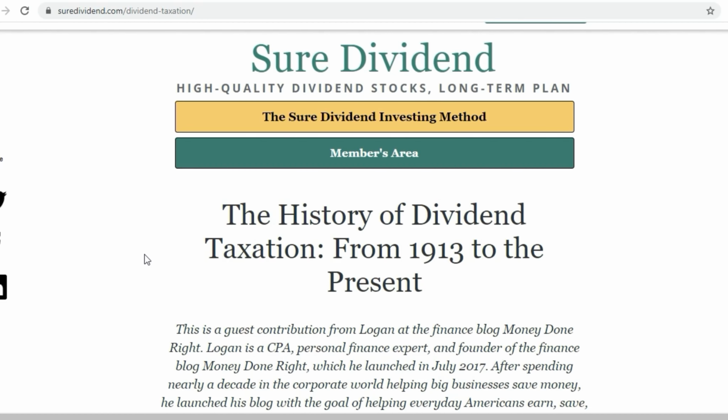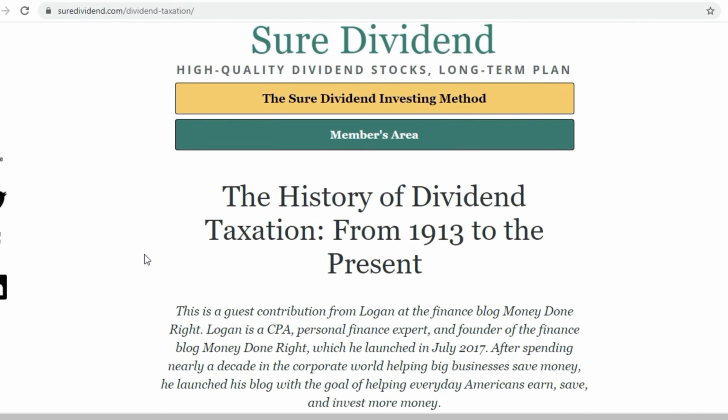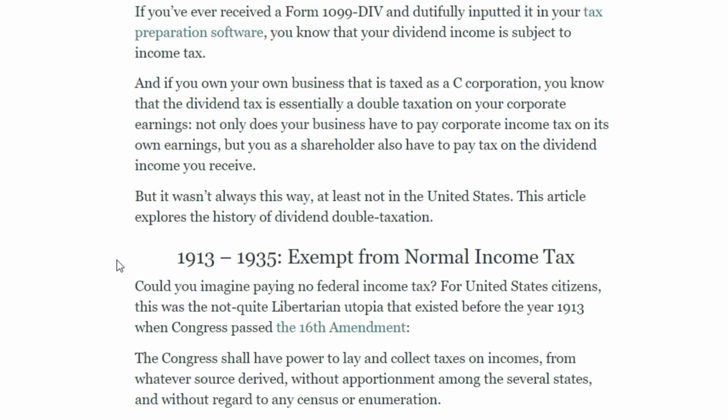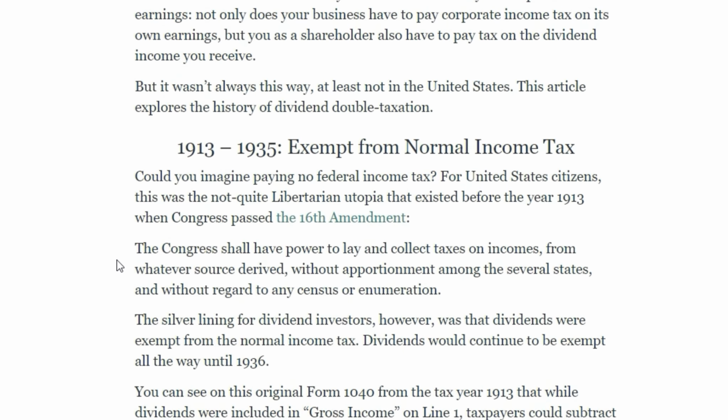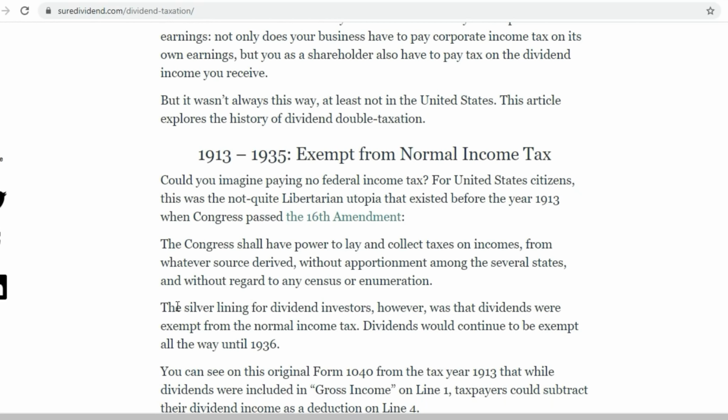It's a guest contribution from Logan at the finance blog Money Done Right. If we go down here, it talks about how dividends have been taxed in different ways over time, starting back from 1913 through 1935. Did you know that dividends were not taxed, federally at least? Dividends were exempt from the normal income tax. Dividends would continue to be exempt all the way until 1936. They probably needed to start increasing the money coming in for taxes after the Great Depression.